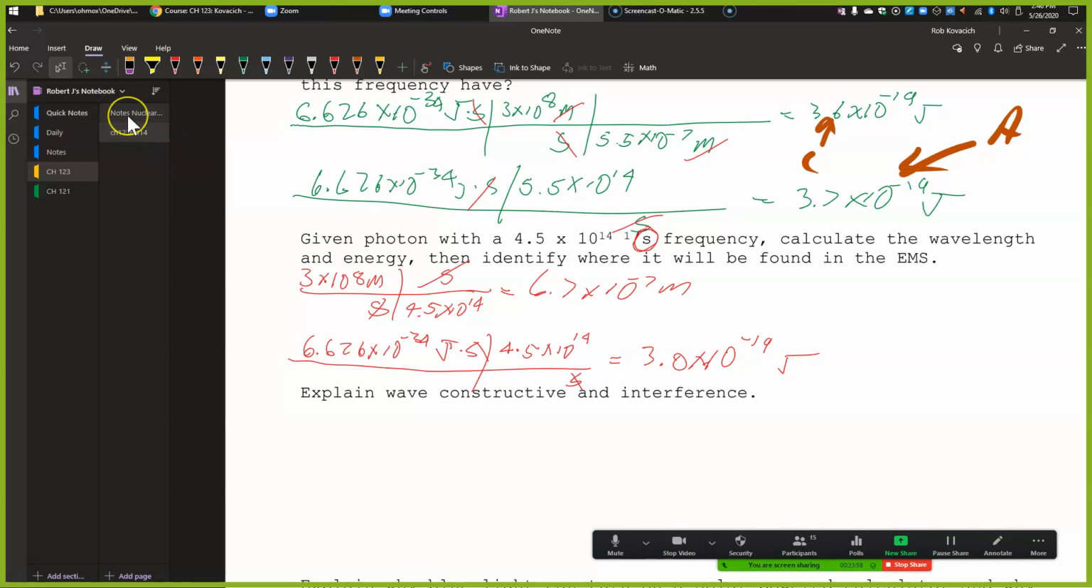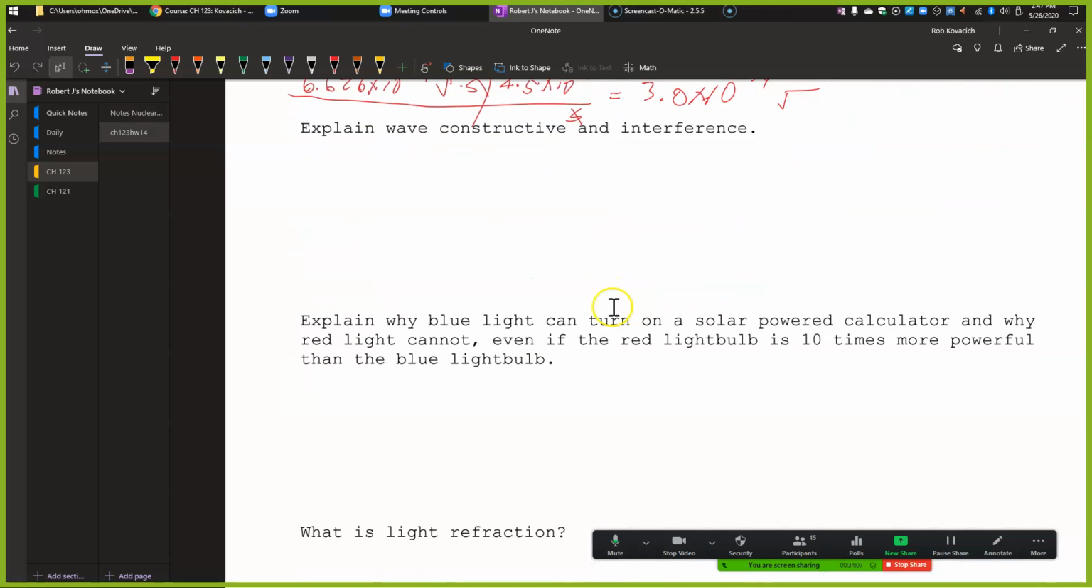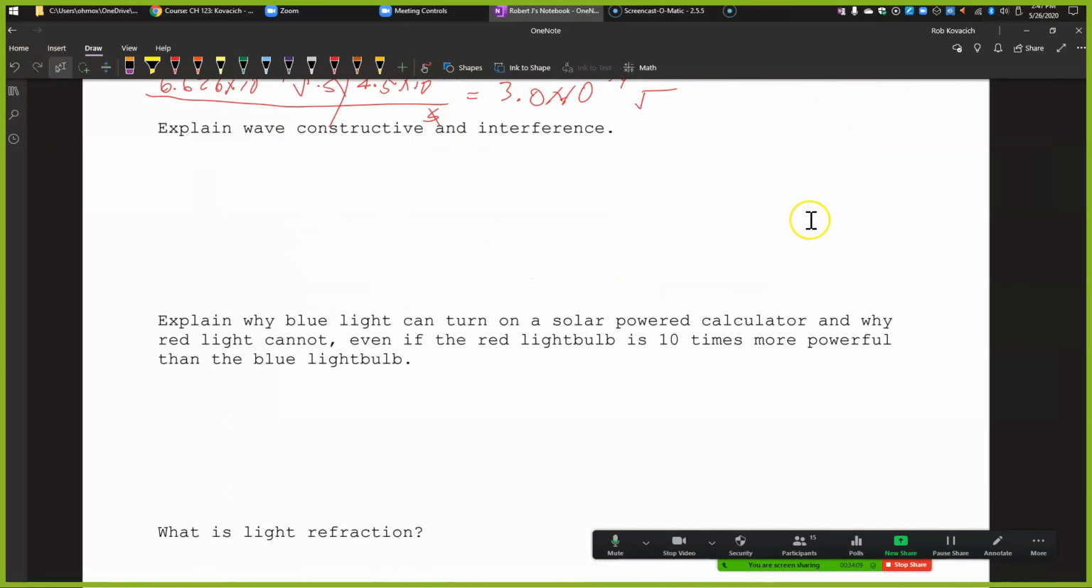Wait. Where did you... Right off the problem. Right here. Oh, got it. Okay, we want to talk about explain constructive and destructive interference. Okay, so what do you want to say for the constructive interference?